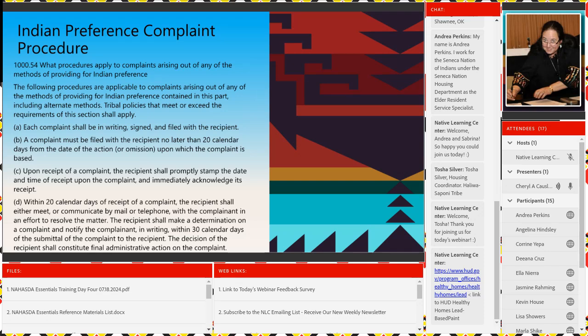Upon receipt of a complaint, the recipient shall promptly stamp the date and time of receipt upon the complaint and immediately acknowledge its receipt. Within 20 calendar days of receipt of the complaint, the recipient shall either meet or communicate by mail or telephone with the complainant in an effort to resolve the matter. The recipient shall make a determination on the complaint and notify the complainant in writing within 30 calendar days of the submittal of the complaint to the recipient. The decision of the recipient shall constitute final administrative action on the complaint.